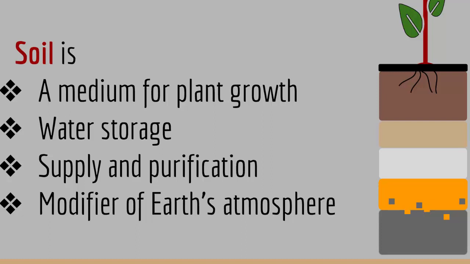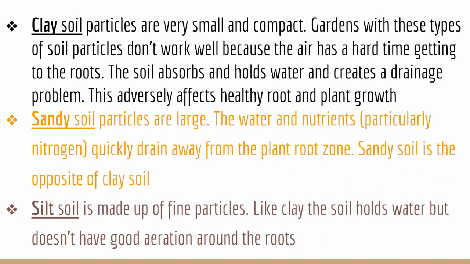So how many types of soil do we have? Well, we have three basic types of soil. The first one is clay soil, the second one is sandy soil, and the third one is silt soil. Clay soil particles are very small and compact. Gardens with these types of soil particles don't work well because the air has a hard time getting to the roots. The soil absorbs and holds water and creates a drainage problem. This adversely affects healthy roots and plant growth.